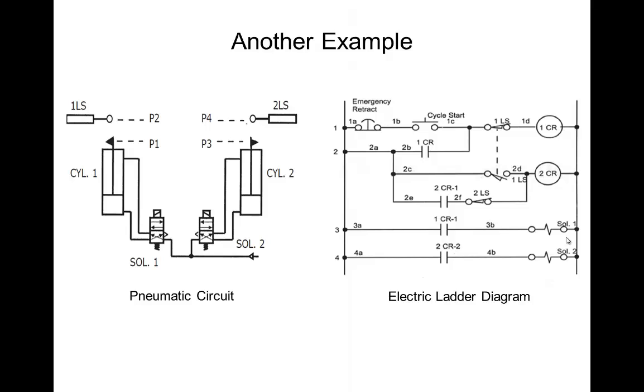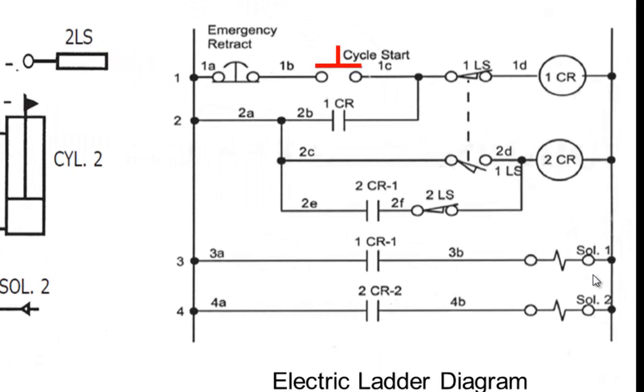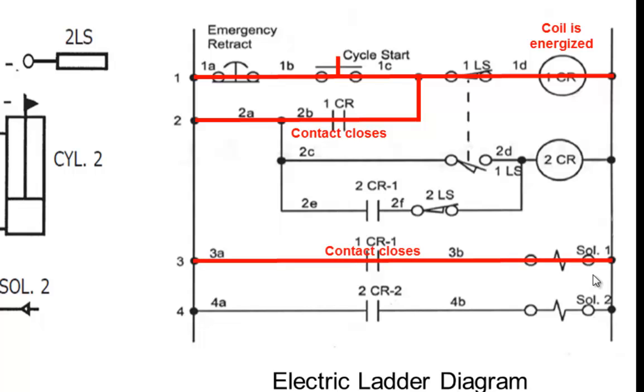Here's another example we can simulate. Notice the pneumatic circuit on the left and the electric ladder diagram on the right. Here's the cycle start button. It's just a manual push button. When we push that switch, it connects the circuit, energizes this coil, 1-CR, coil relay number 1, which closes this contact and closes this contact.